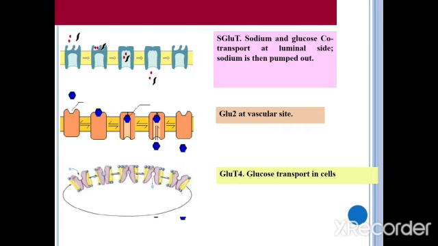Glucose transporter 4 is present in skeletal muscle and adipose tissue, and it is under the control of insulin. Insulin will induce the movement of intracellular glucose transporter 4 molecule to the cell surface and increases the glucose uptake.